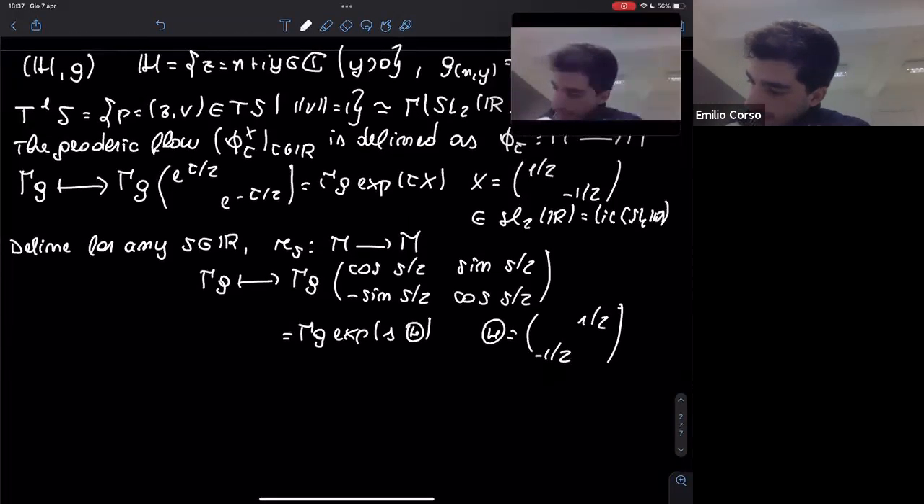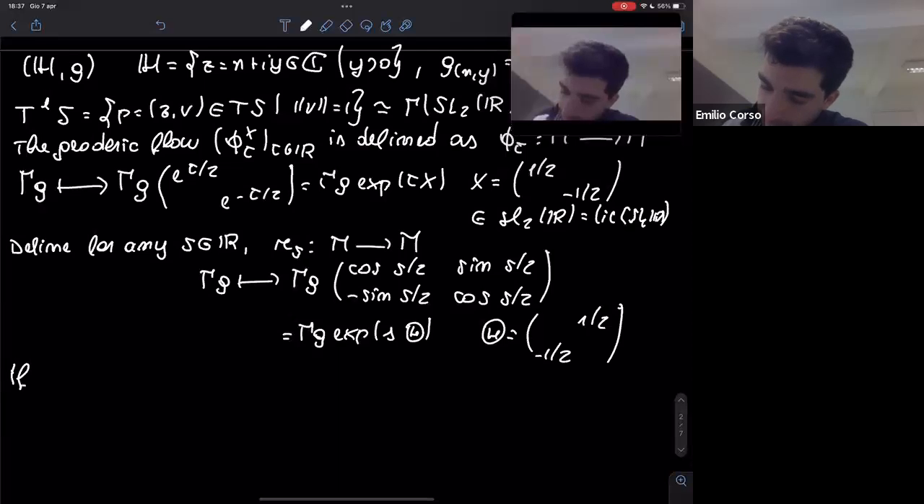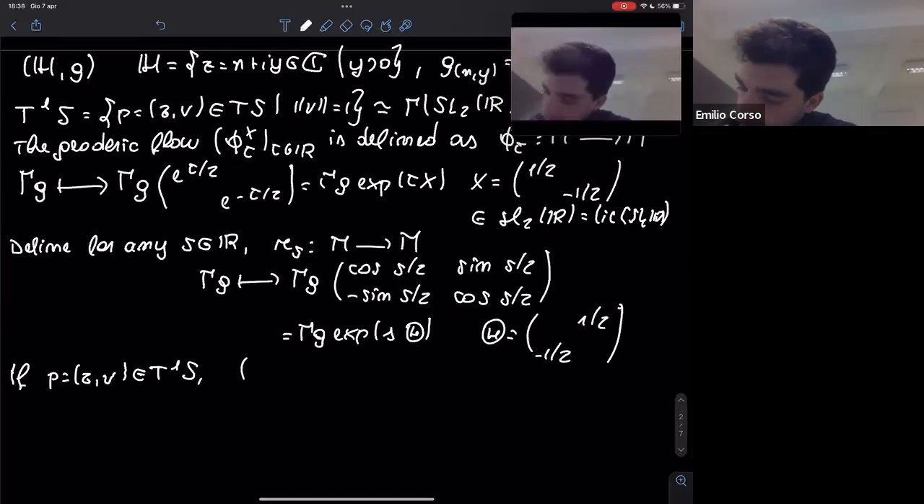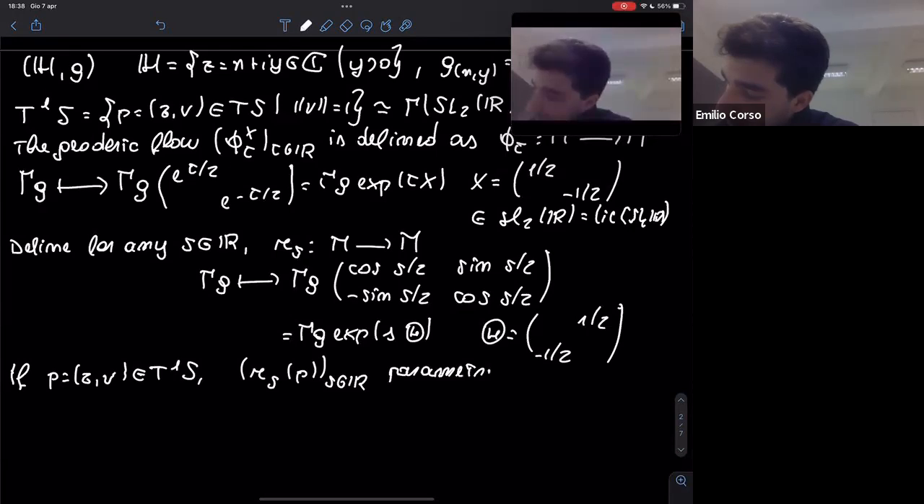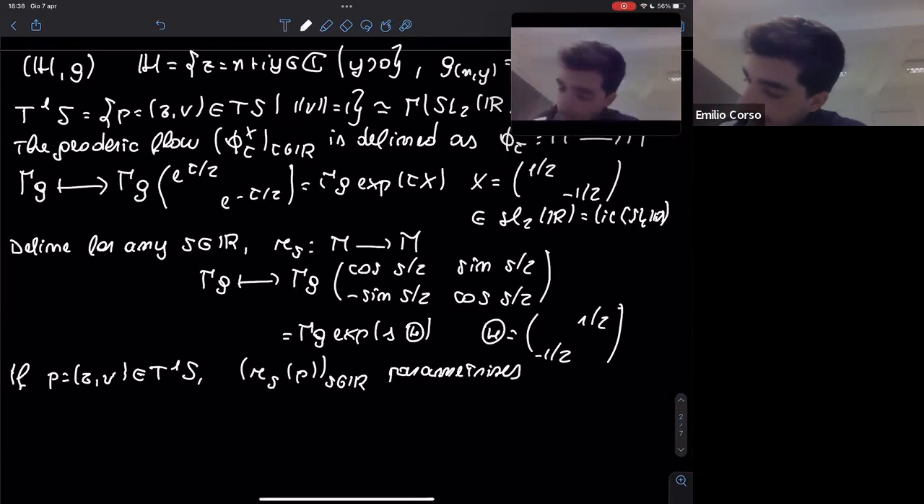Now, if a point p, which is a couple (z, v) in my unit tangent bundle, is fixed, what is the collection of all its transformations by r_s? Well, this simply parametrizes the unit tangent space at that point, T1_z of S.